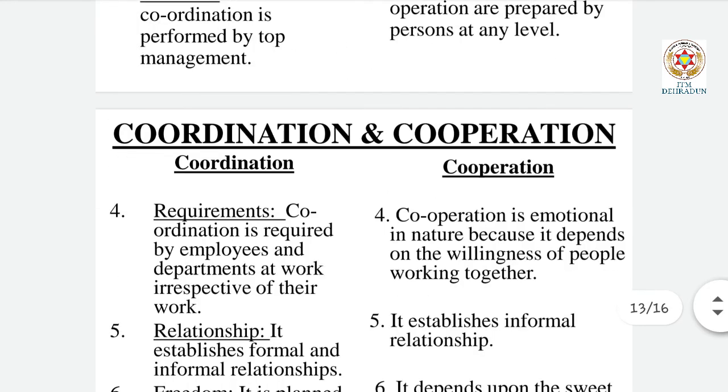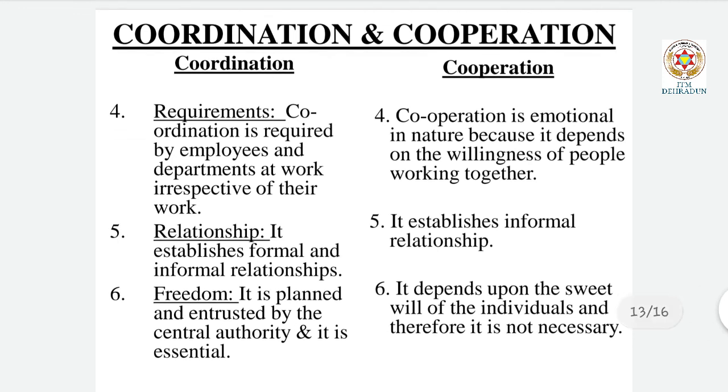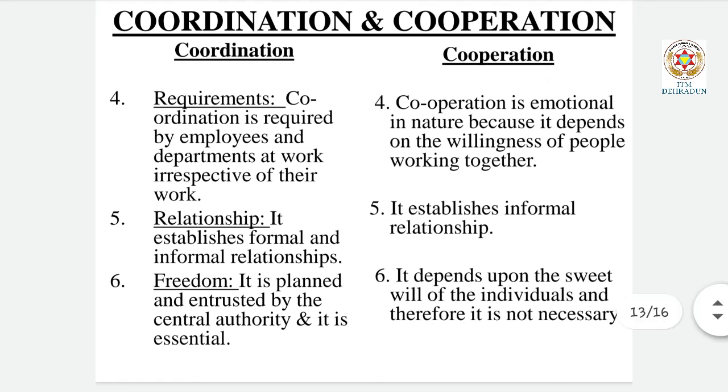The fourth point says coordination is required by employees and the departments at work irrespective of their work, but cooperation is emotional in nature, because it depends on the willingness of the persons working together. The relationship in coordination is formal, while in cooperation it is informal. Freedom in coordination is planned and entrusted by the central authority and it is essential. Cooperation depends upon the sweet will of the individual and therefore it is not necessary.